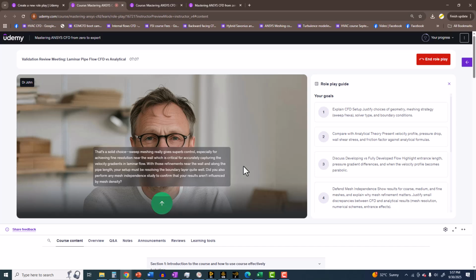Yes, I did. I have made 3 meshes, 21,000 cells, 41,000 cells, and 80,000 cells. And the last 2 meshes, 41,000 and 80,000 cells, are giving me the same results with less than 1% error. So I chose the second mesh, which I call the medium mesh.